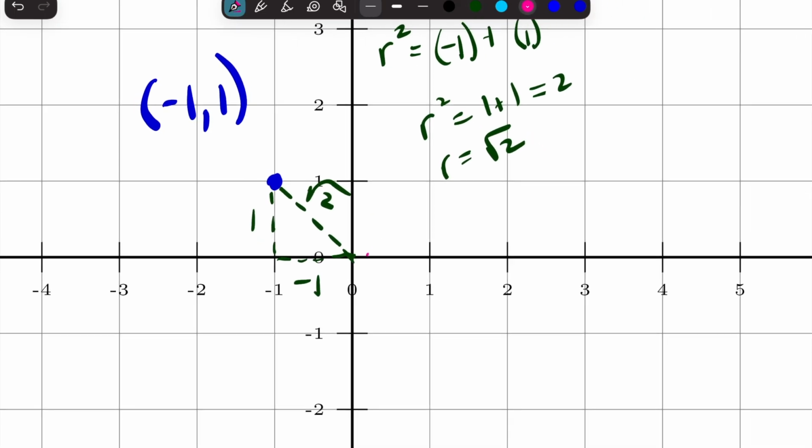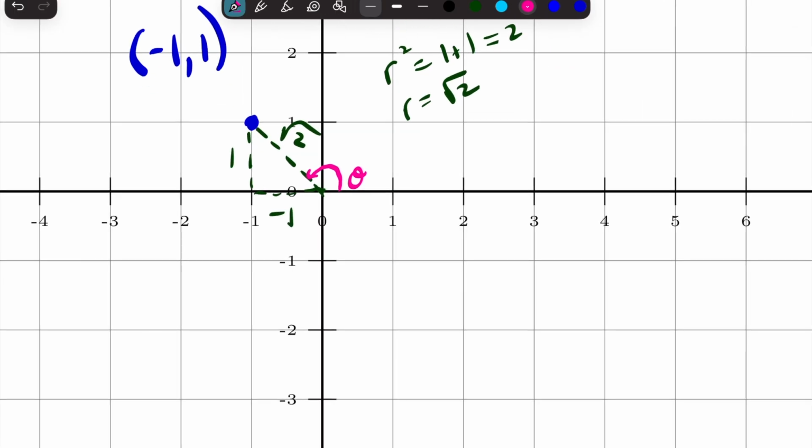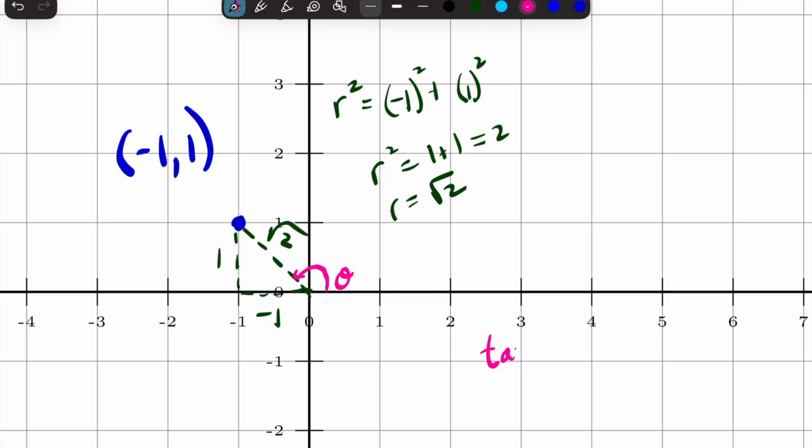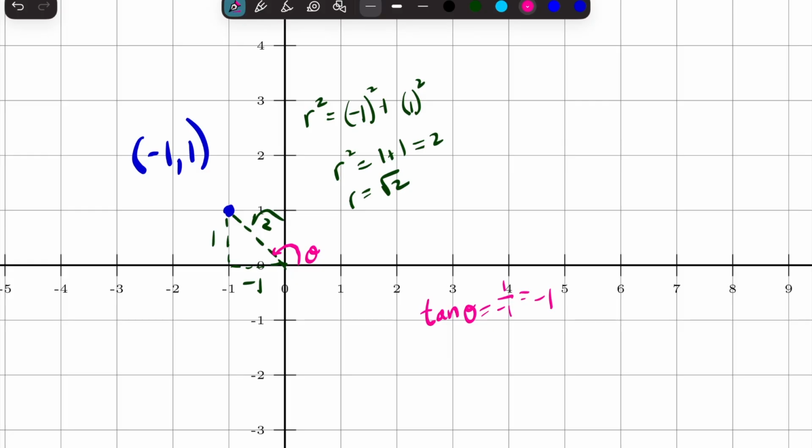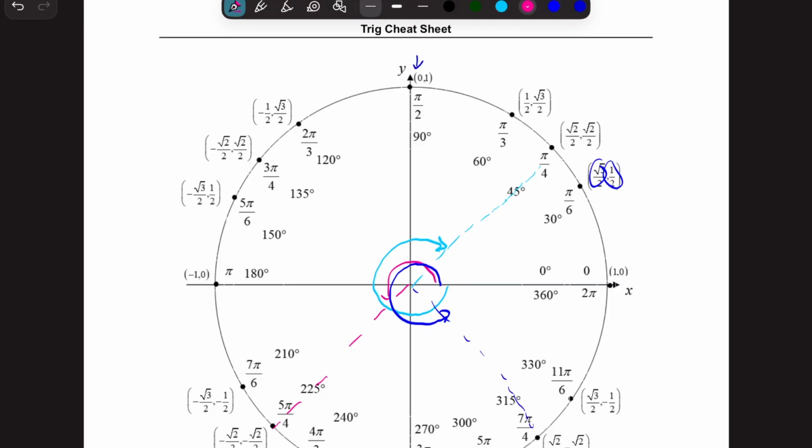Now, the other thing we want to find is what is this angle? Theta. So we know that tangent of theta is y over x. So that's 1 over -1, which is just -1. So we want to figure out what value of theta that's in the second quadrant gives us a tangent value of -1. So if I go to my trig sheet, just clear this page out.